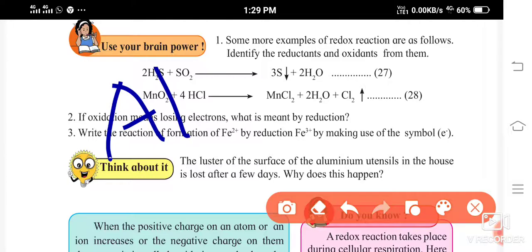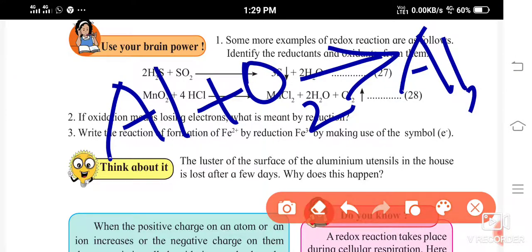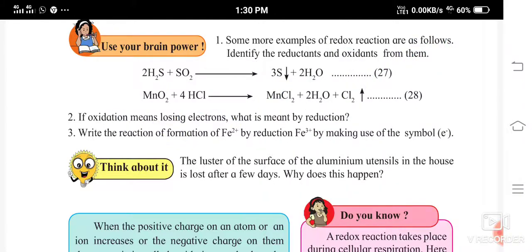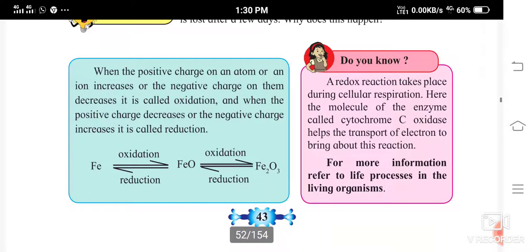See, oxygen and moisture are present in the atmosphere, and because of this, aluminium combines with oxygen to form aluminium oxide. So because of the formation of aluminium oxide, it is going to lose its luster.